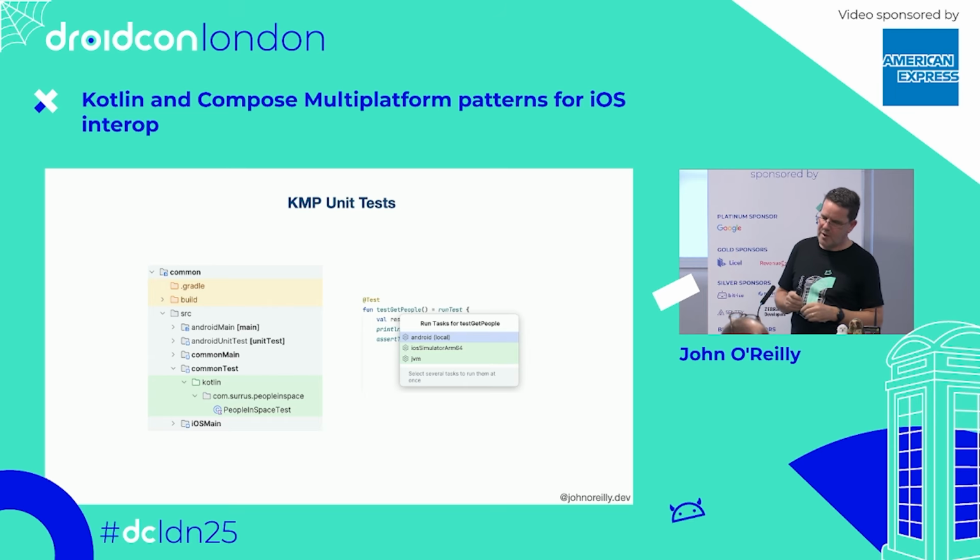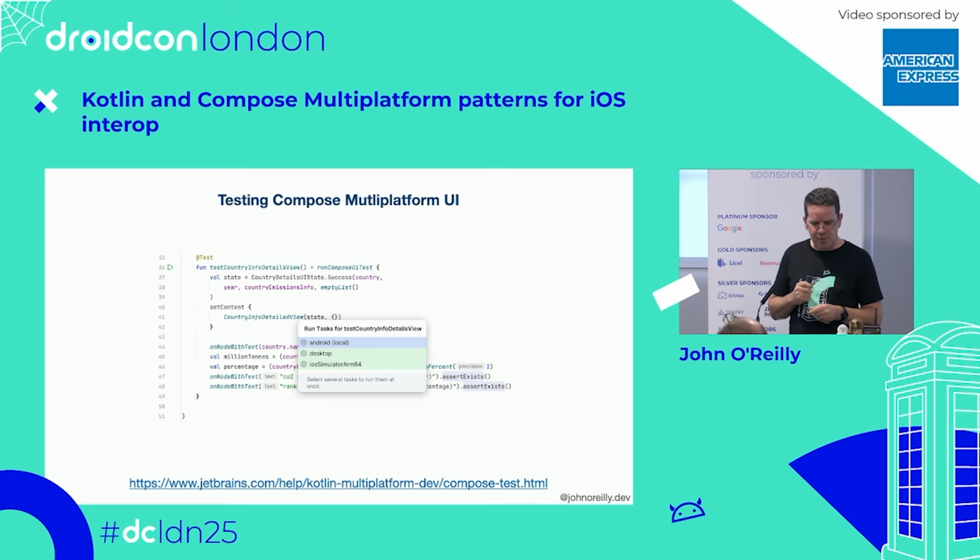So the first option we have here is running unit tests in common KMP code from our common test source set. These can then be run for various platforms we're targeting. Note that we can also add, for example, an iOS test source set here, if we want to run iOS tests that need to test code that's in iOS main.